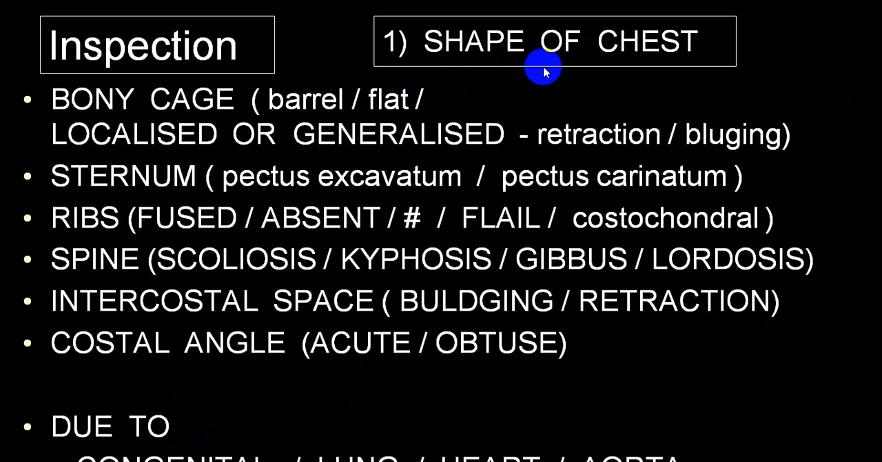So first is the shape of the chest. Shape of the chest will depend upon the bony cage. And bony cage contains sternum, ribs and spine. So we look at all the three structures. As far as spine is concerned, it is best examined only in sitting posture, that is sitting upright. While in a supine posture, you can examine the sternum and you can examine the ribs.